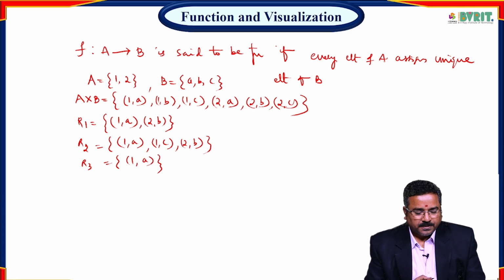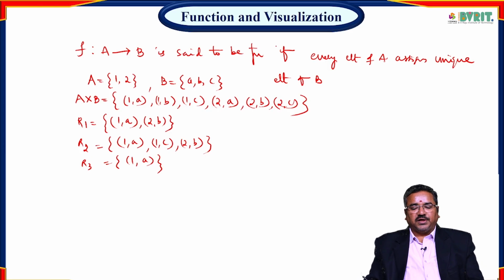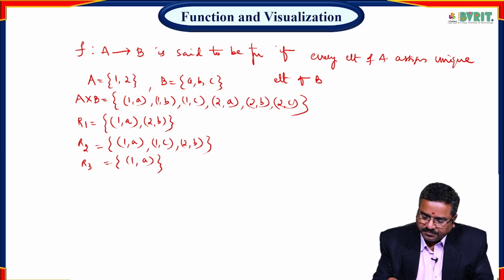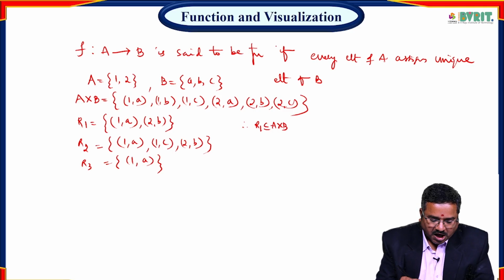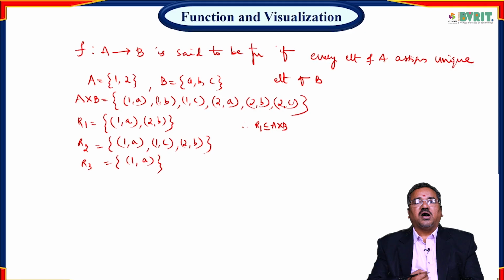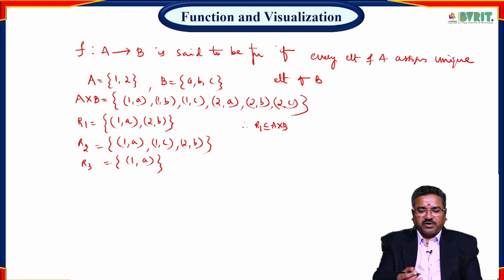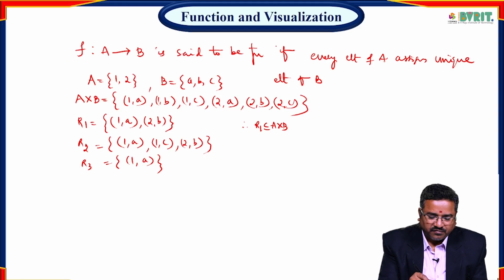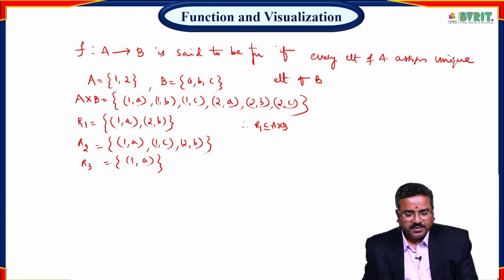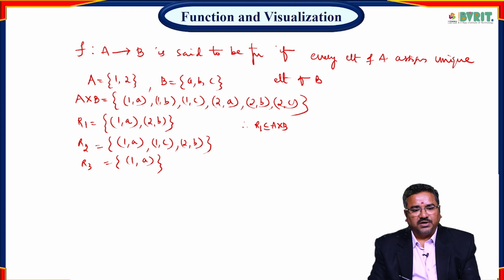Now clearly R1, R2, R3 are subsets of A cross B. R1 is a subset of A cross B, similarly R2 is also a subset of A cross B, and R3 is also a subset of A cross B. What is a subset? Every element of R1 is an element of A cross B, therefore it is a subset. So now it is a relation from A to B. Then how to make it a function? Now the question is whether R1, R2, R3 are functions or not.